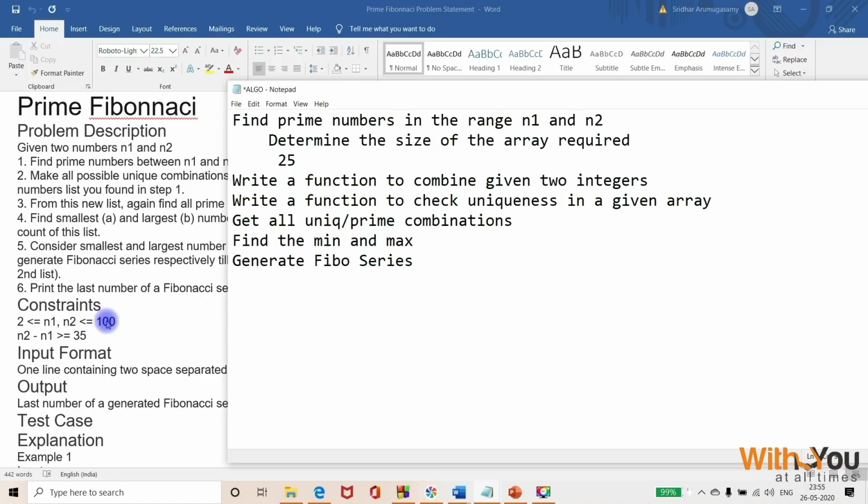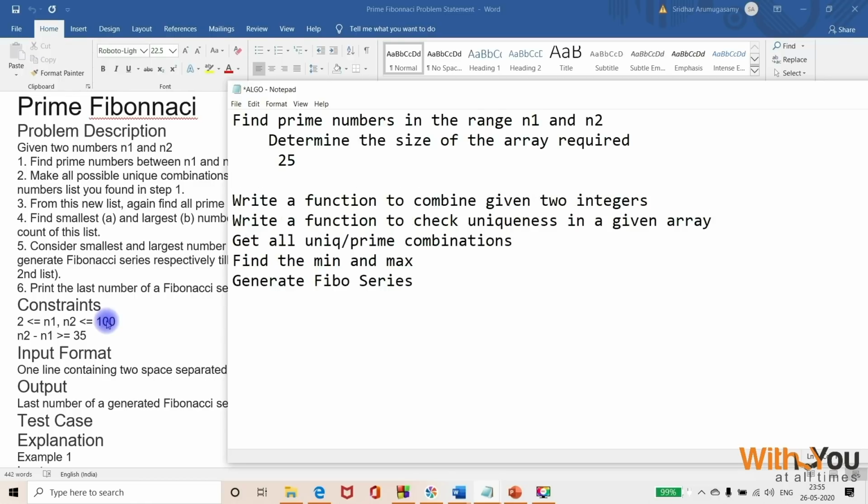Not more than 25. Why? Between 2 and 100, you have 25 prime numbers. The first 100 has 25 prime numbers. The first 1000 has 168 prime numbers. 10,000 has 1229. 1 lakh has 9296 or 9298. So tentatively keeping this in mind, I can say I will have an array of 25.